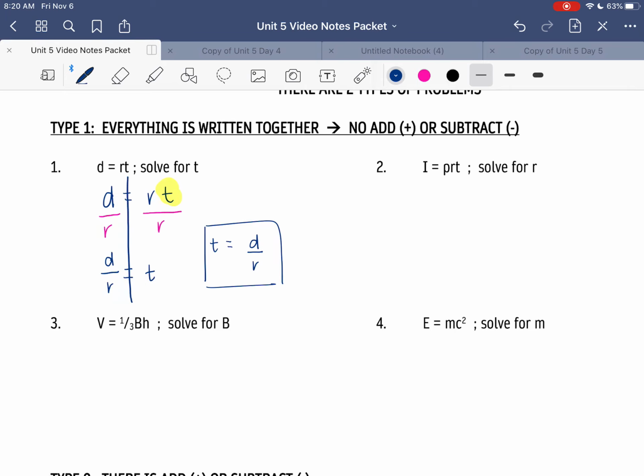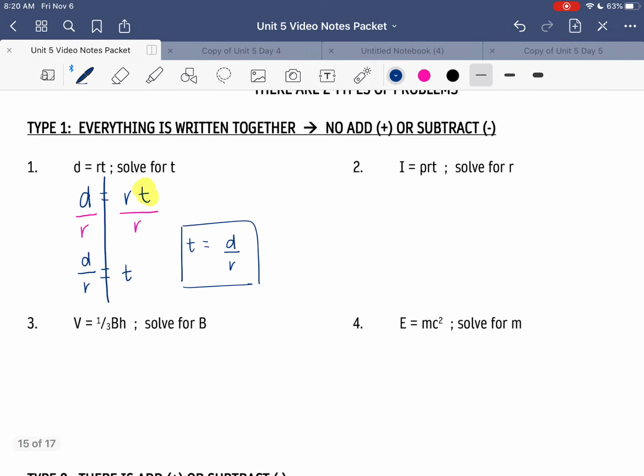Let's jump right into the next one. For number 2, we've got I equals, I'll make that a capital I so you can tell it's not a 1, PRT. I'm going to set it up again. I'll give you a chance to write it down. Draw that line down the equal sign so I make sure I'm doing everything the same on both sides. Our goal here, it says solve for R. So this time, I want to get the R by itself.